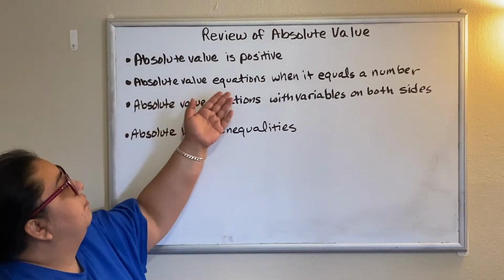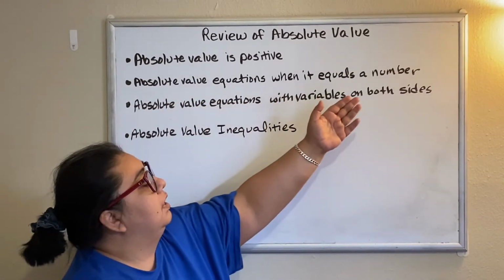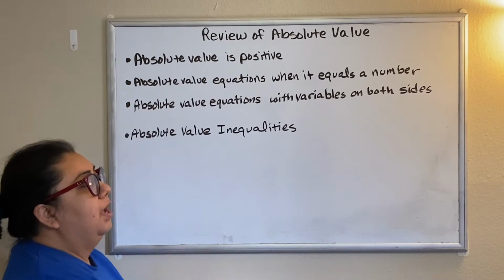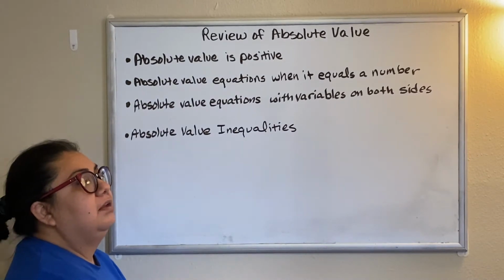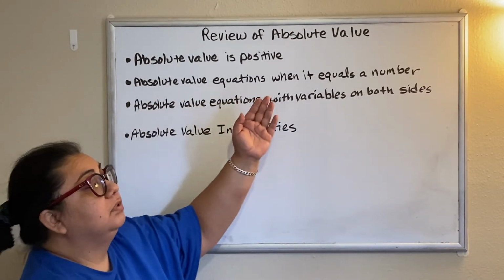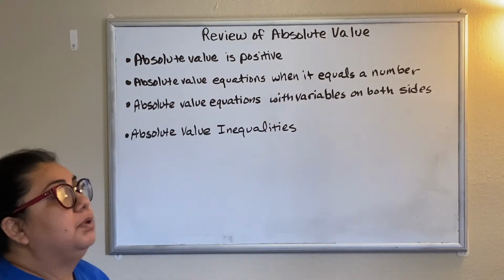When you have absolute value equations and it equals a number, you're going to make two equations. One equaling the positive number, one equaling the negative number, if that number is positive to begin with. Now, if your absolute value equation equals a negative number, it's going to be no solution.